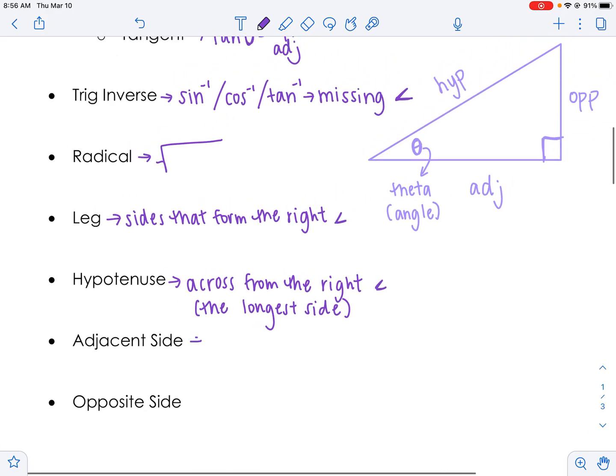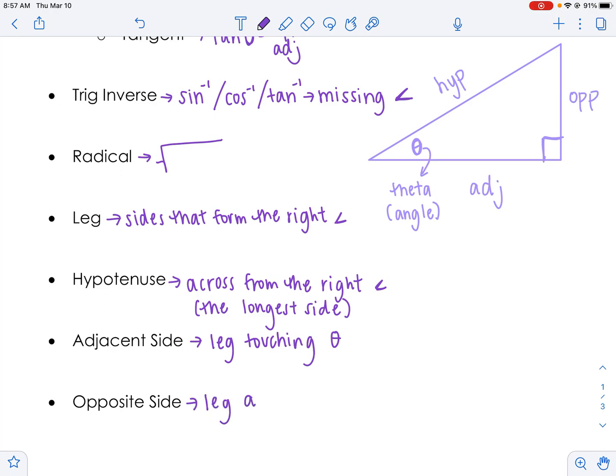My adjacent side is the leg that's pretty much like touching theta, if you want to think of it that way. So your adjacent side is the leg touching theta, or forming theta. And our opposite side is the leg across from theta.